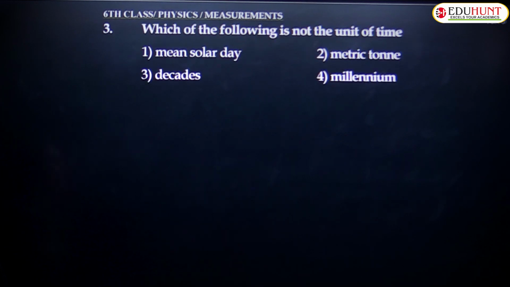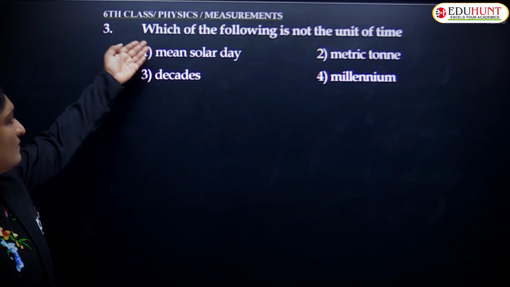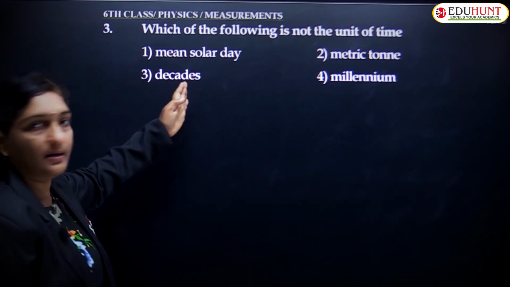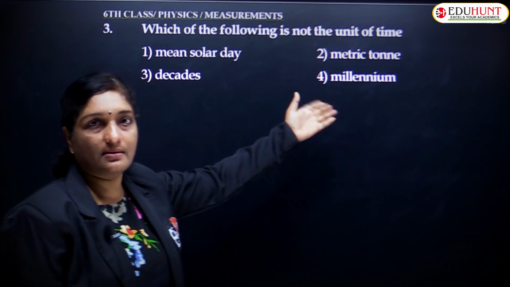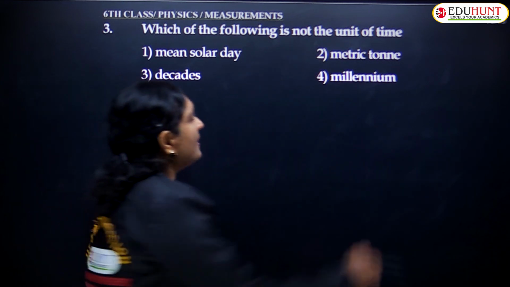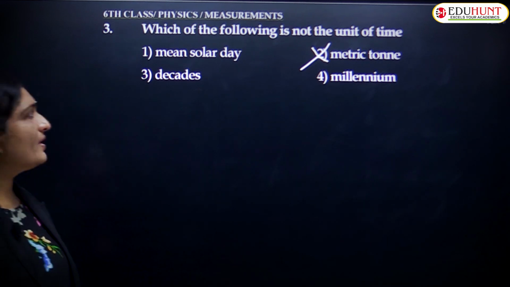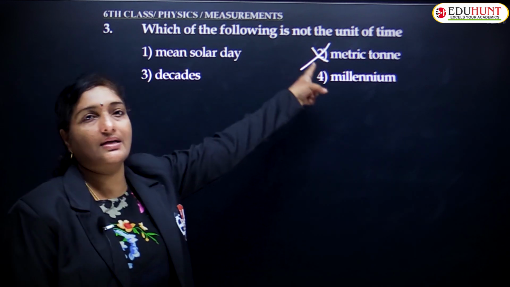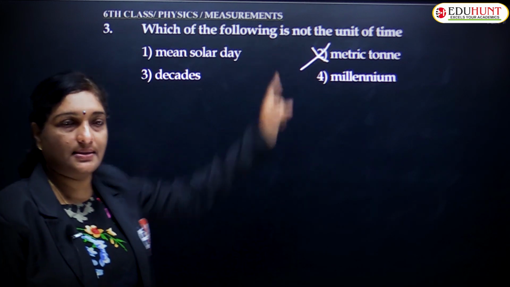Which of the following is not the unit of time? Mean solar day is nothing but 24 hours. Decades, 10 years, and hence millennium, 1000 years, is also time. But metric ton is the unit of mass. So, metric ton is not the unit of time. It is the unit of mass. Okay.